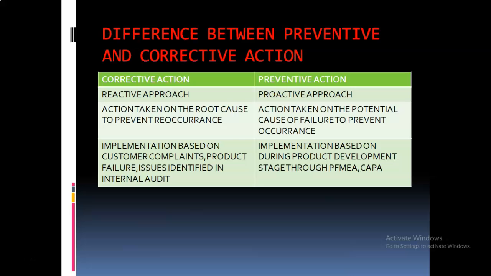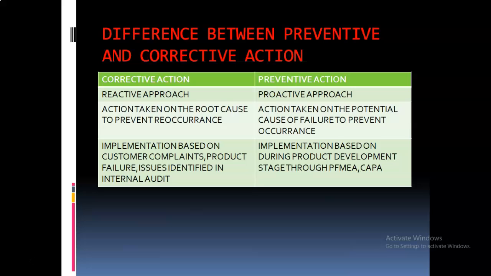Okay, now I want to tell you the difference between the preventive and corrective action. Corrective action is a reactive approach while the preventive action is a proactive approach. Means in corrective action we identify the root cause and according to the root cause we modify our process. While in preventive action we identify the potential cause of the failure, means those failures which have high risk priority or high risk of occurrence, and according to the different NCs or different occurrence levels we eliminate those defects.